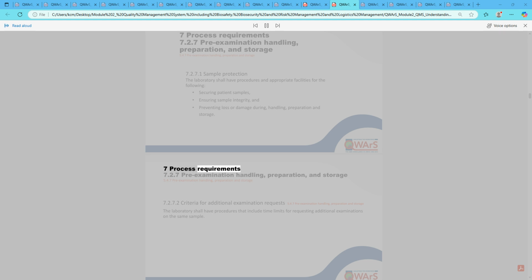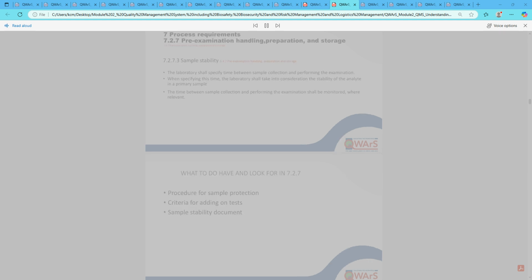7 Process requirements, 7.2.7 Pre-examination handling, preparation, and storage, 5.4.7 Pre-examination handling, preparation, and storage. 7.2.7.2 Criteria for additional examination requests, 5.4.7 Pre-examination handling, preparation, and storage.